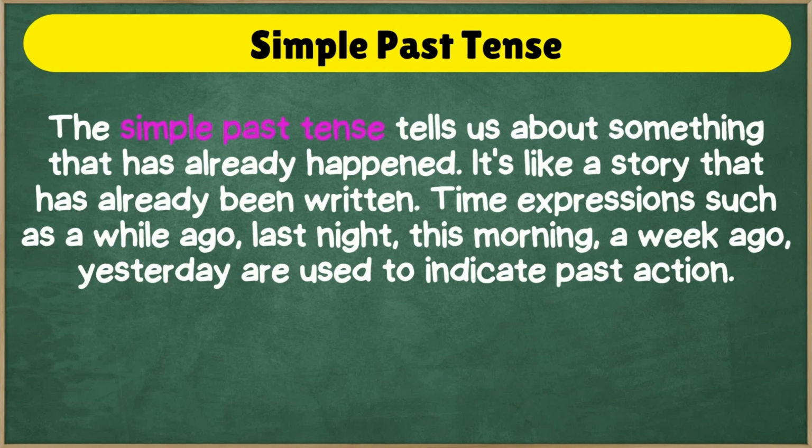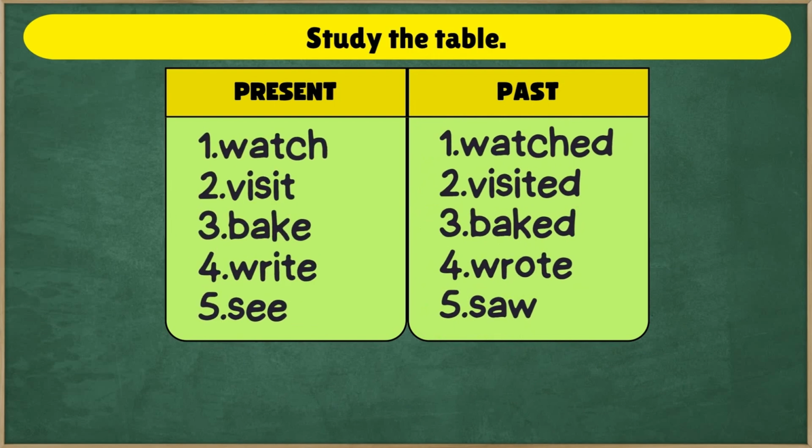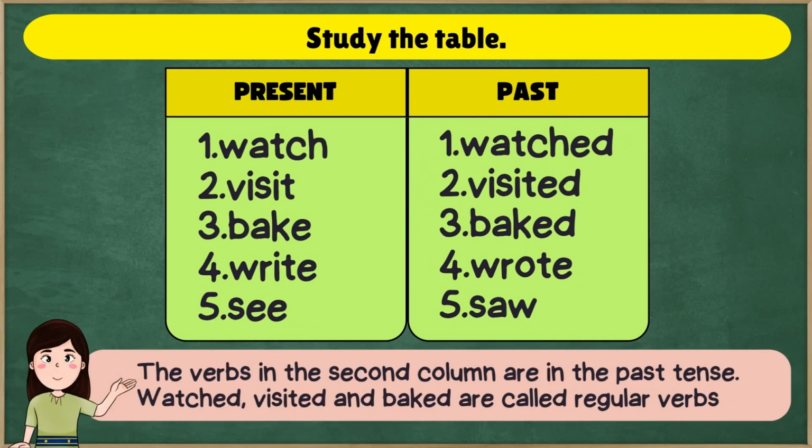Time expressions such as a while ago, last night, this morning, a week ago, yesterday are used to indicate past action. Examples: she ate her breakfast a while ago. We watched a movie yesterday. Now, study the table. The verbs in the second column are in the past tense.